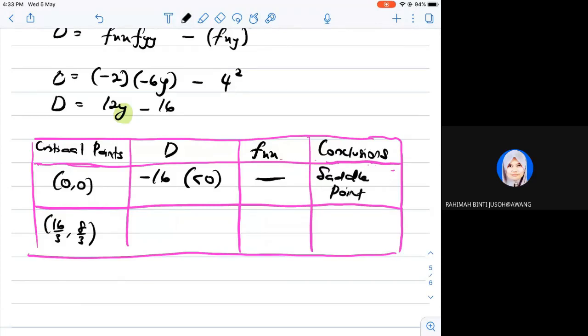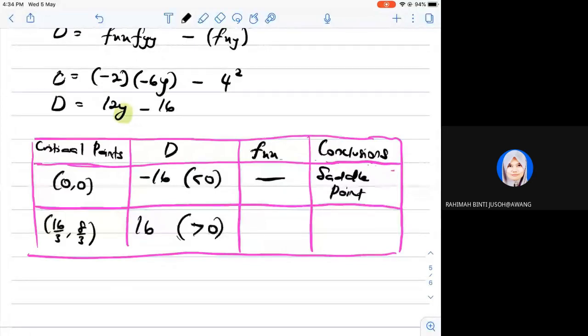Jawab macam ni je guys. Dalam final exam nanti. Okay, then gantikan second critical point tu 8 over 3. 12 times 8 over 3 minus 16. What you get? 16. Betul ni? 16. So this is greater than 0.